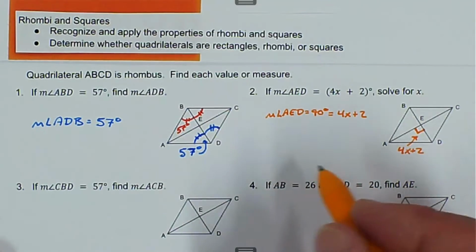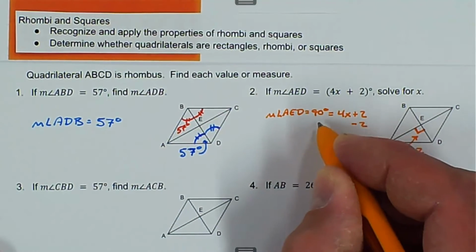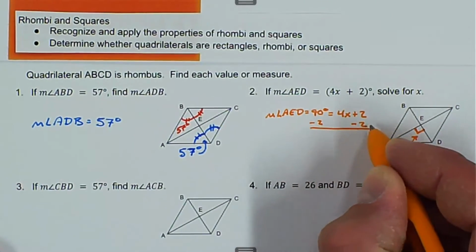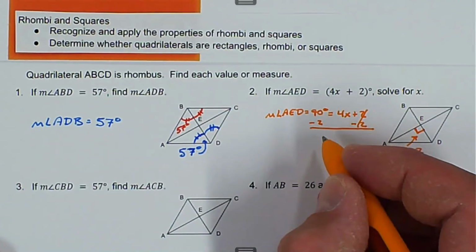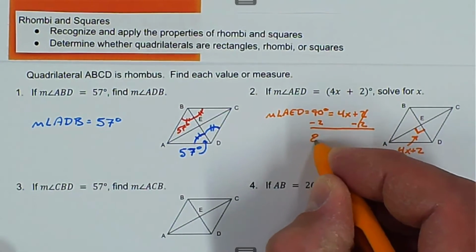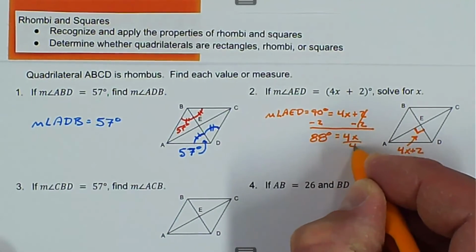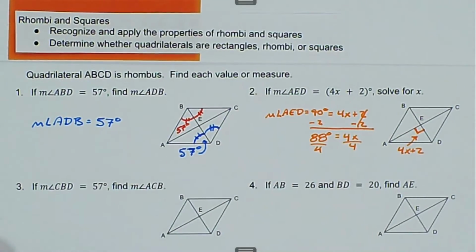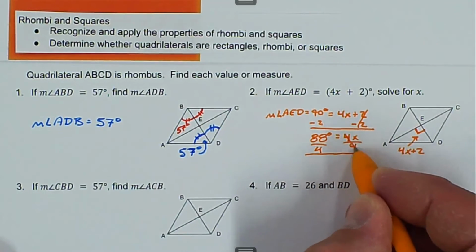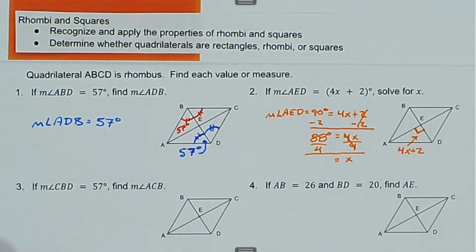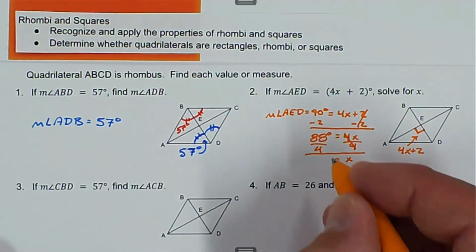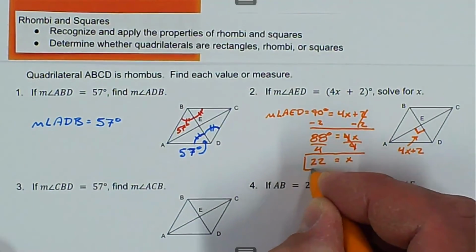And now we can solve for x. So we can subtract 2 from both sides of the equal sign, and we are left with 88. And then divide by 4. Our 4's cancel, and we're just left with x. And so x is equal to 22.